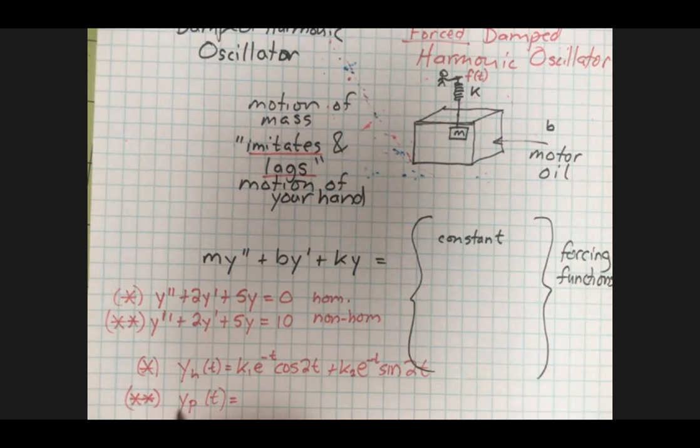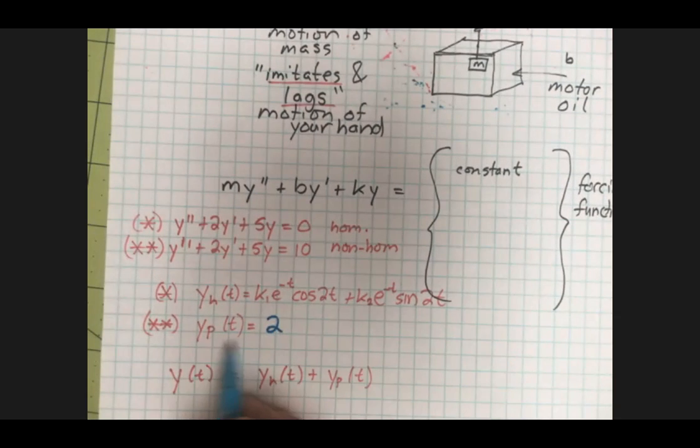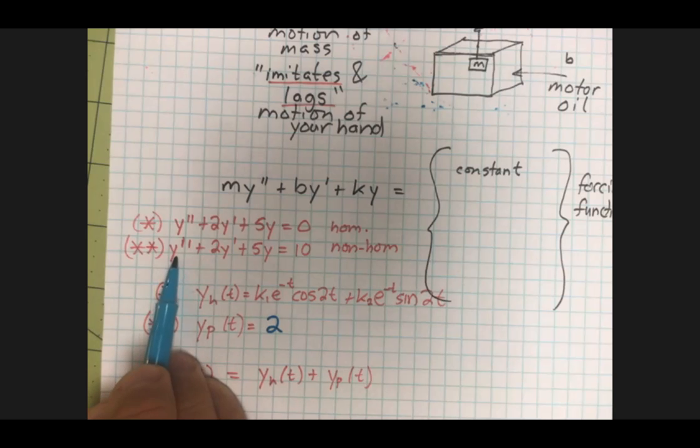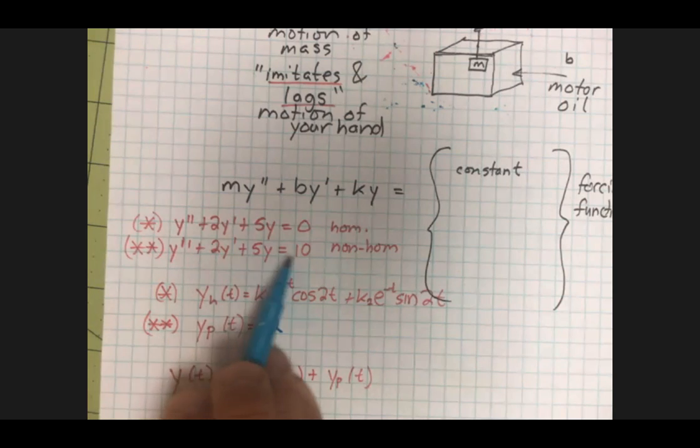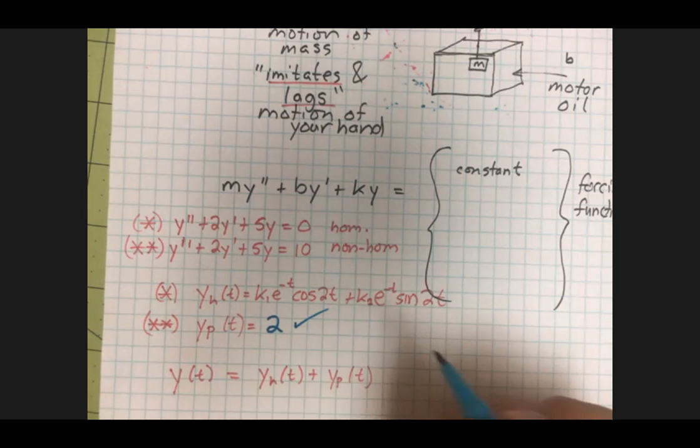But what could this yp be? What I want to say to you is, and this is the most hated word in all the mathematics courses, it's obvious that yp is 2. You say that's ridiculous. How can you say that that's obvious? Well, first of all, let's check to see if it works. Second derivative of 2 is 0. First derivative of 2 is 0. Multiply by 2, you get 0. 5 times 2 is 10. Winner.